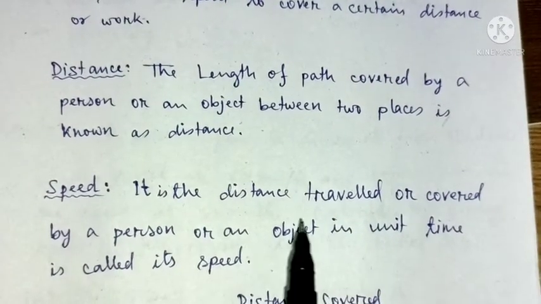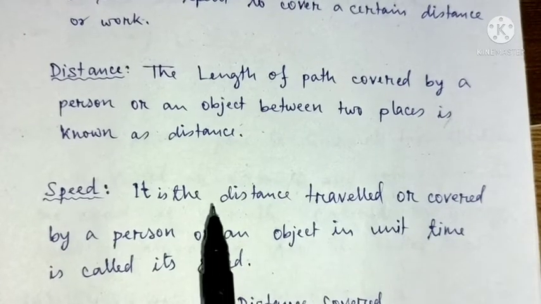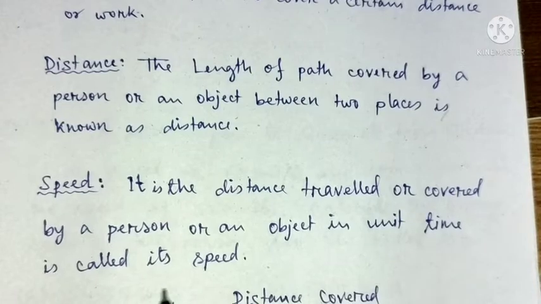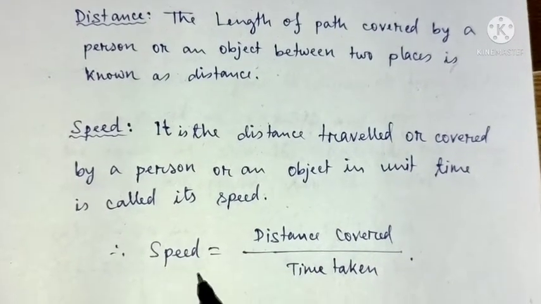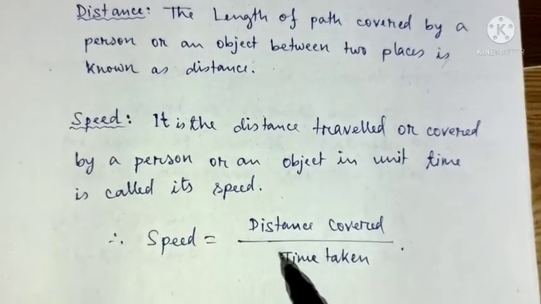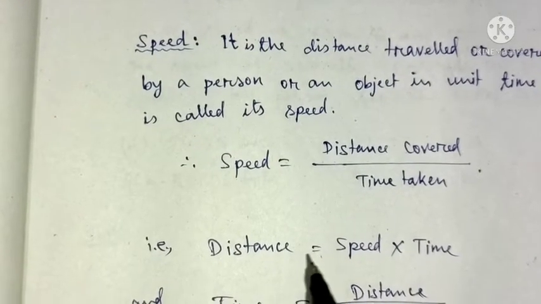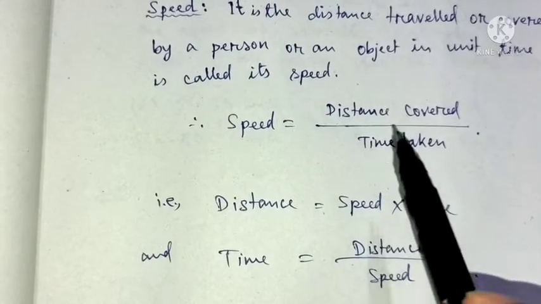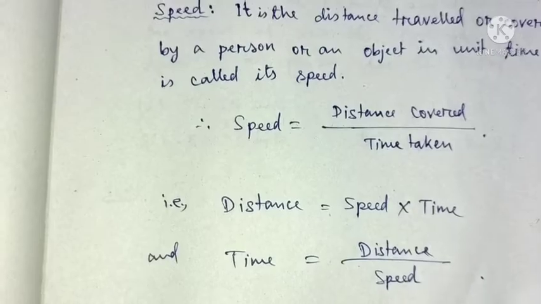Speed is the distance traveled or covered by a person or an object in unit time. That means the distance traveled or covered by a person or an object in unit time is called its speed. So we can conclude by a formula: speed equals distance covered by time taken. And from this we can deduce the following: distance equals speed into time, and time equals distance by speed. From this relation only you can obtain these two other relations.